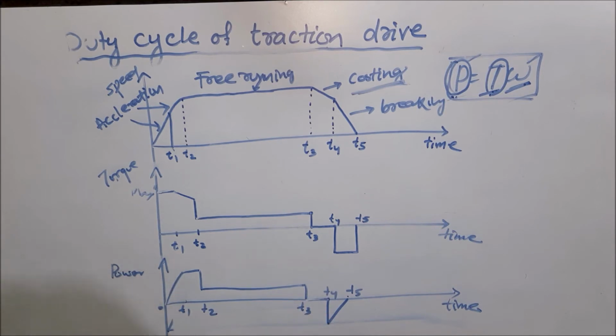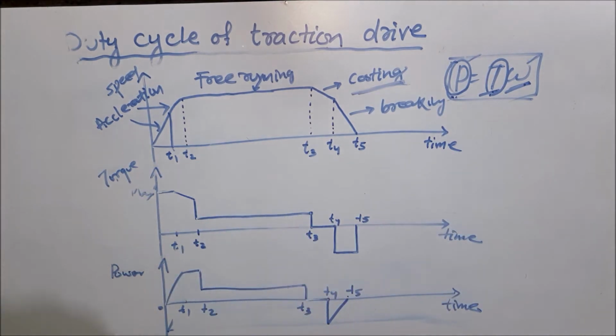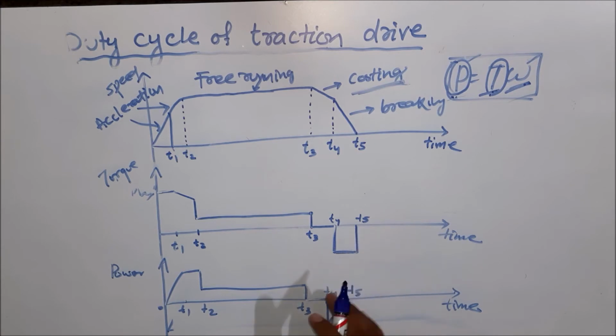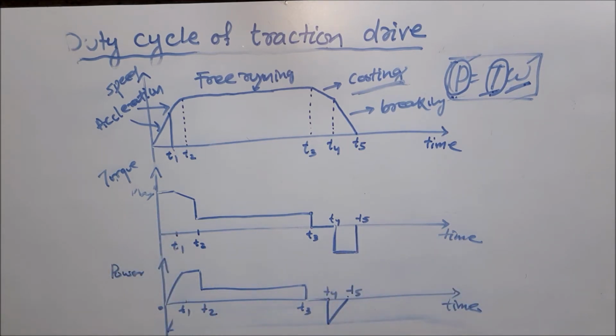We try to make the wheel rotate in the opposite direction. That means we are applying an opposite torque, negative torque. So this is my negative constant torque. This is nothing but the torque-time characteristic of the duty cycle of a traction drive.